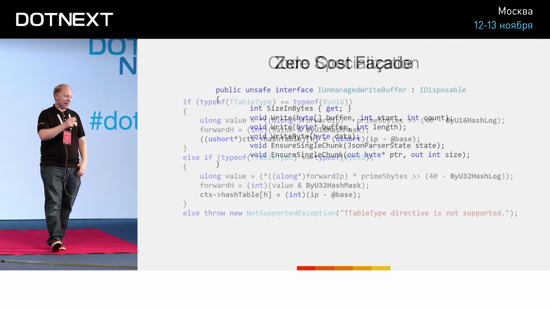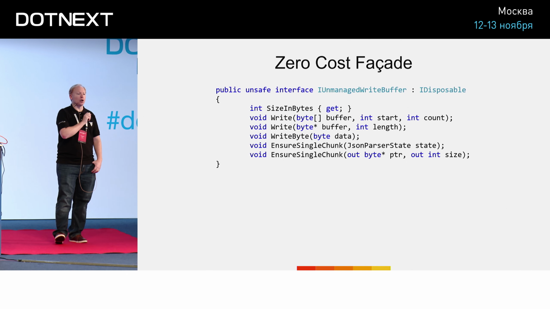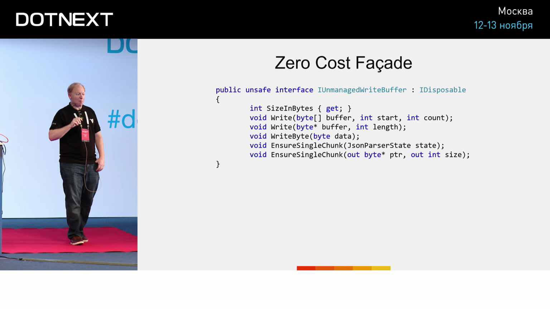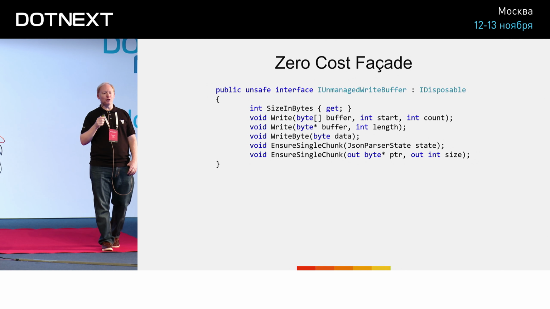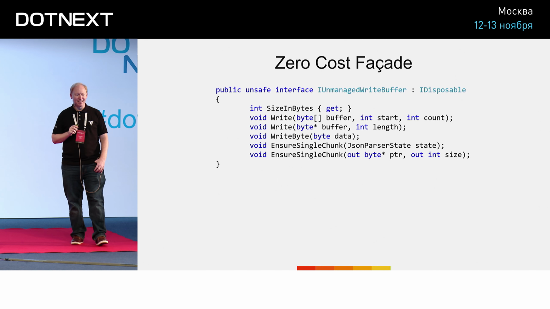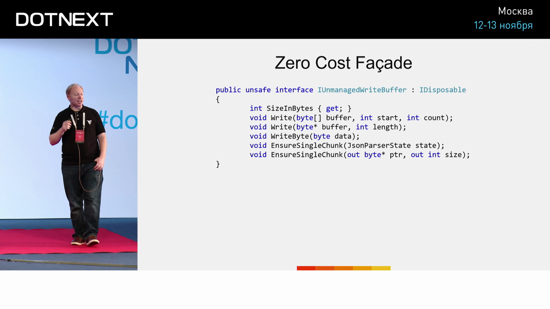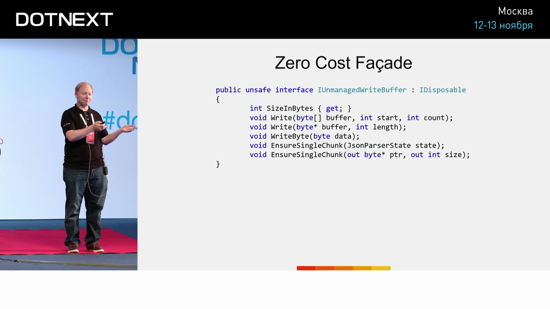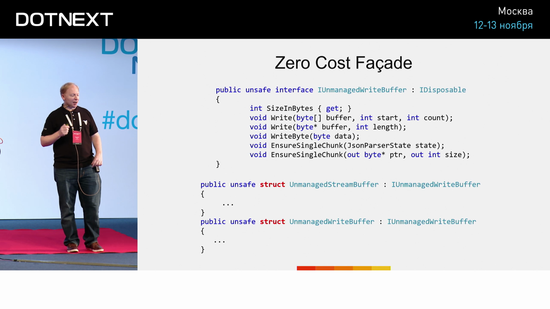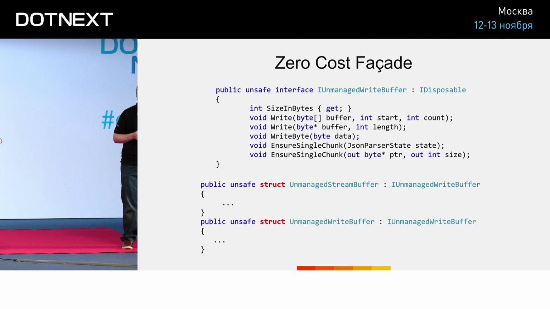So, you can specialize code to your uses. But there is a more interesting example: creating zero-cost facades. This is interesting because now I can write an interface, a pretty simple one, and write two different implementations with zero cost.